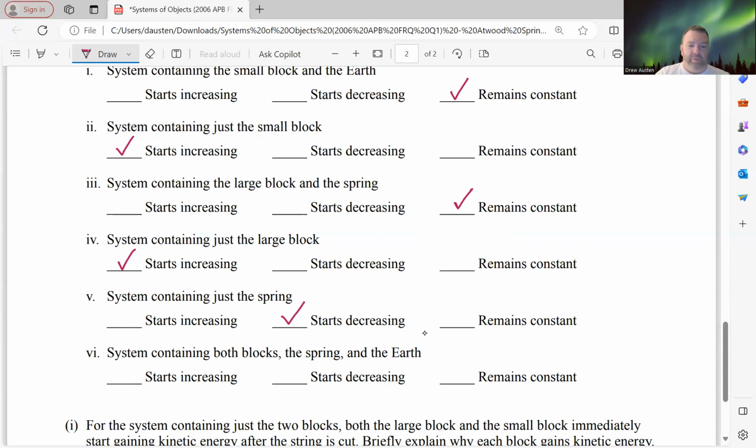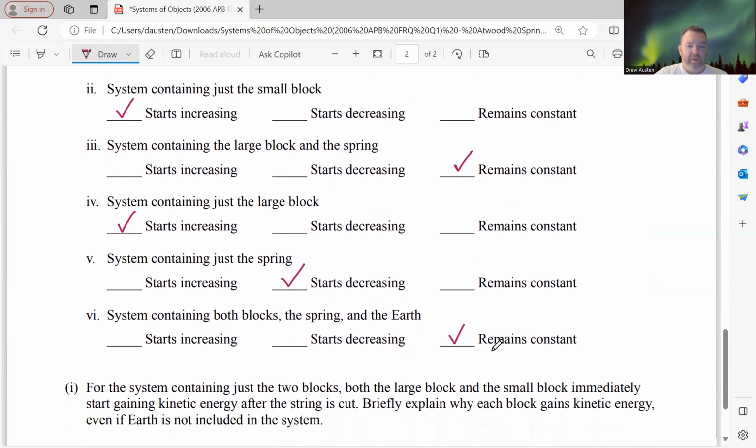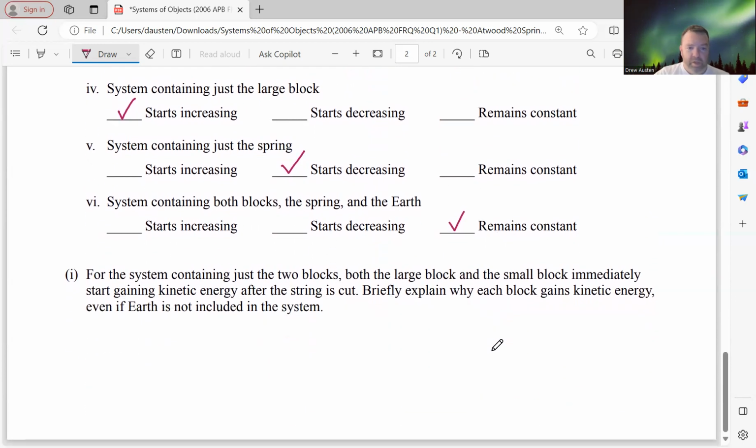And for the system containing both blocks, the spring and the Earth, since we're including everything now, this is a fully closed system that covers everything. And in a closed system, the mechanical energy is always conserved. So we can check that it remains constant.